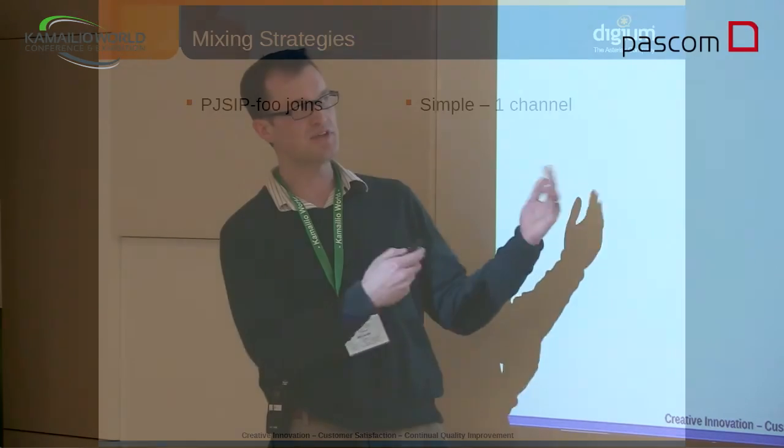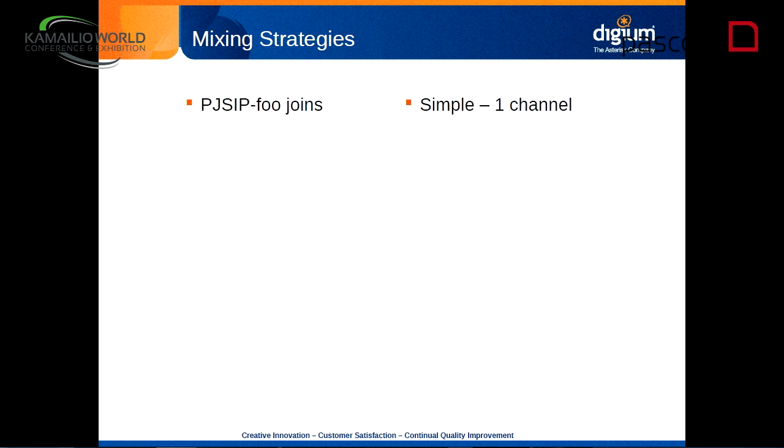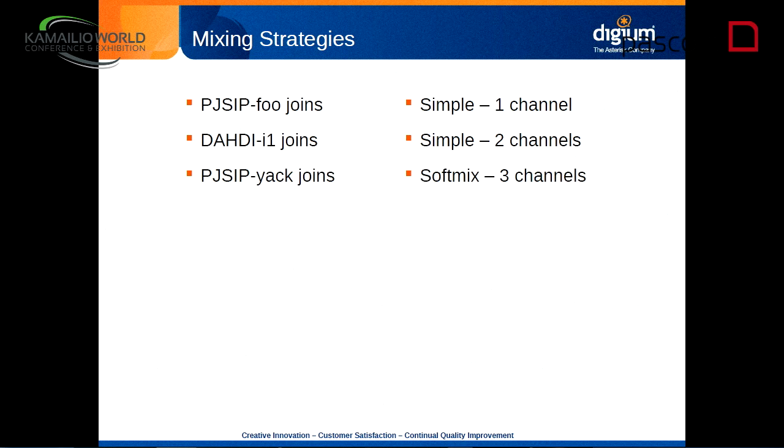So what this looks like, for example, say I've got PJSIP foo and it joins a bridge. So I start off with the simple bridging technology because we don't have a better one to pick yet. A DAHDI channel joins, and now I stay in simple bridging because I've got 2 channels. PJSIP Yak joins, and I switch to soft mix because now it's a multi-party mixing bridge, and so I start mixing between those 3 channels.